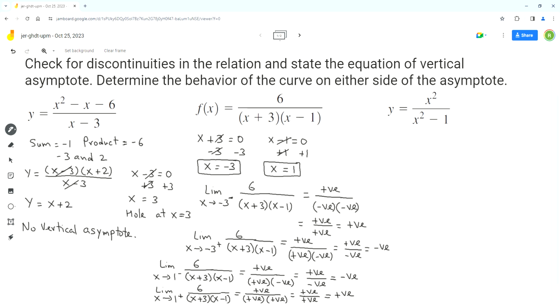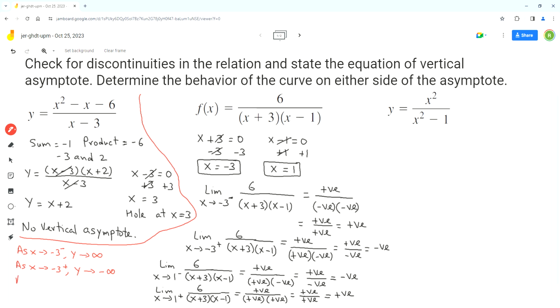So now we can write the conclusion from these results. Let's start with the vertical asymptote x equals -3. As x approaches -3 from the left side, y approaches positive infinity because we got a positive value. And then as x approaches -3 from the right side, y approaches negative infinity.